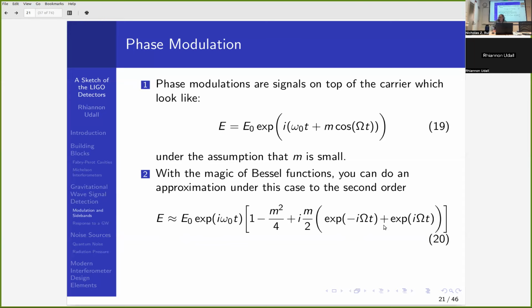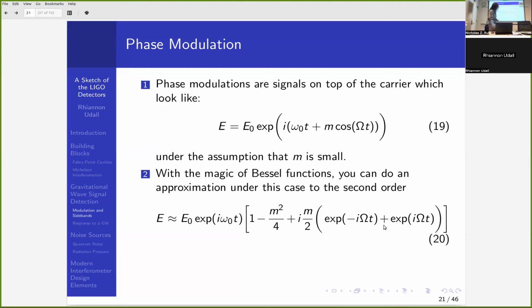So, to say it briefly, you have your central frequency here. This is omega naught, and then you have omega naught plus omega, and omega naught minus omega. Right? Some of the power goes from this central beam in frequency space. Some of the power goes from the central beam into the sidebands. Okay. Why does this matter?